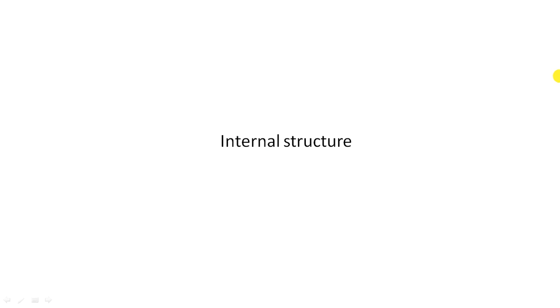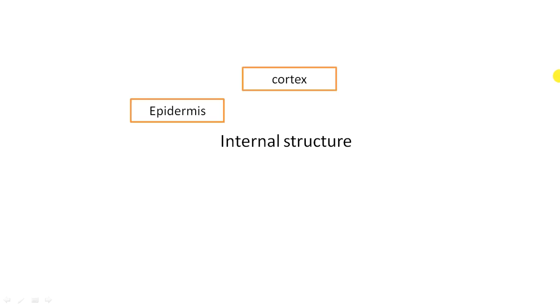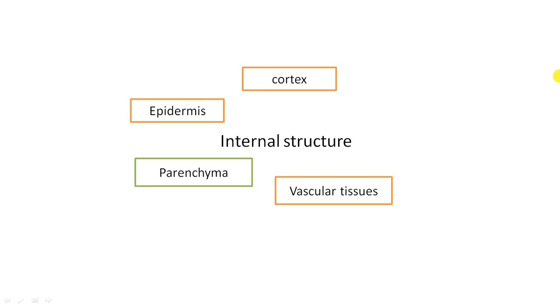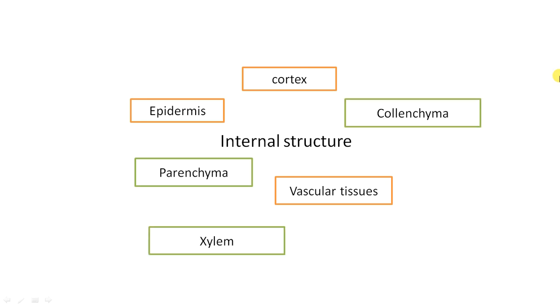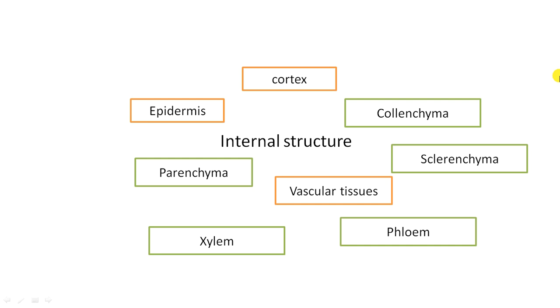Anatomy means the internal structure of the plant. That means epidermis, cortex, vascular tissues, parenchyma, collenchyma, xylem, phloem, sclerenchyma and so on. So how are these tissues formed? They arise due to the process of cell division and differentiation during the primary growth.